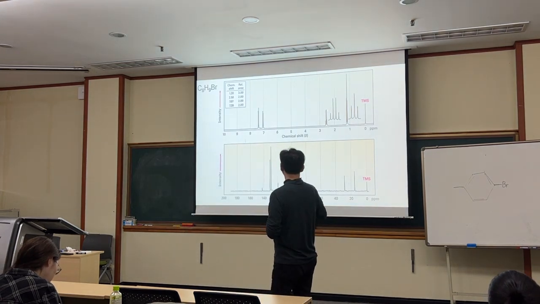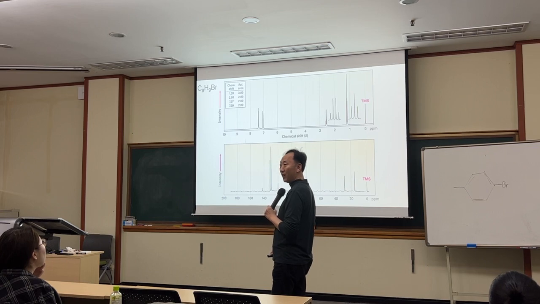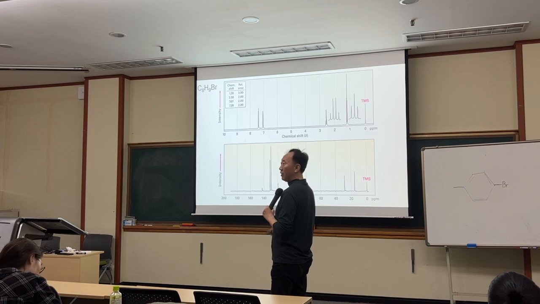3 proton, 2 proton, triplet, quartet. That's an ethyl. Ethyl. Okay? Ethyl is there. 6 carbon and ethyl.